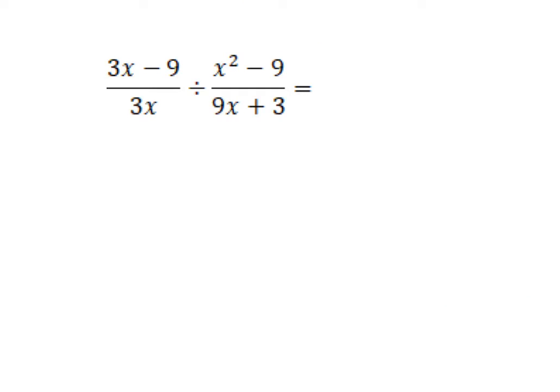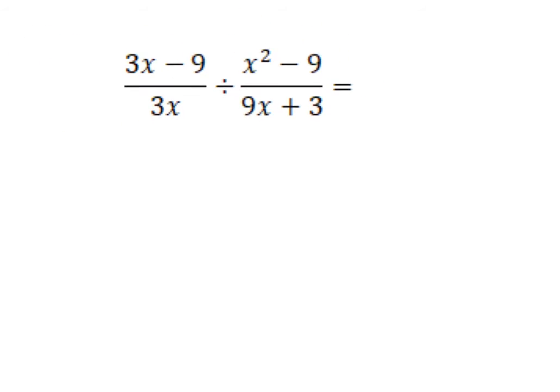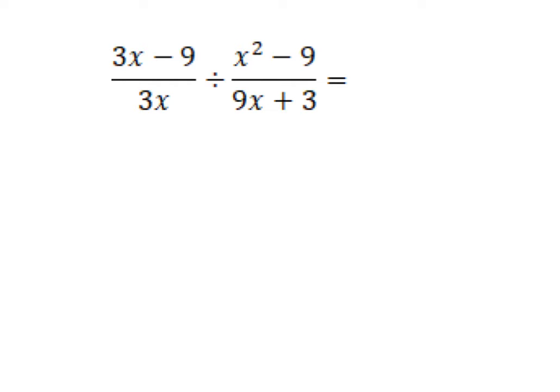So here we're gonna evaluate these rational expressions. We have division. We're gonna divide the first rational over the other one, which is 3x minus 9 over 3x divided by x squared minus 9 over 9x plus 3. When we divide two fractions, we use keep, change, flip. We keep the first fraction, change the division to multiplication, then flip the second fraction, which is the reciprocal of the second fraction.